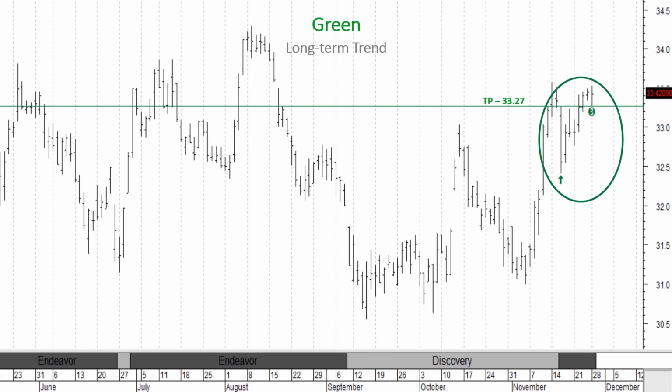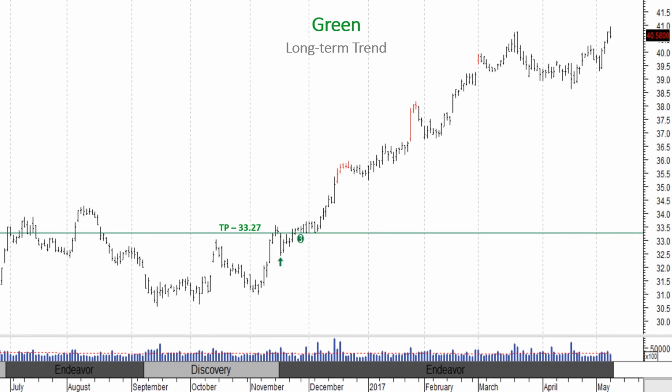7 days after our green arrow, we get a green 3, which confirms our signal. It's now safe to enter the trade, and you should expect a long-term upward trend to develop. As you can see, we get an upward trend that lasts for multiple months. Identifying potential long-term trends is that simple. Now let's take a look at our next color.